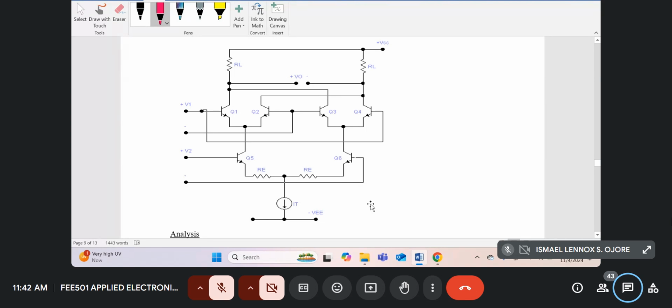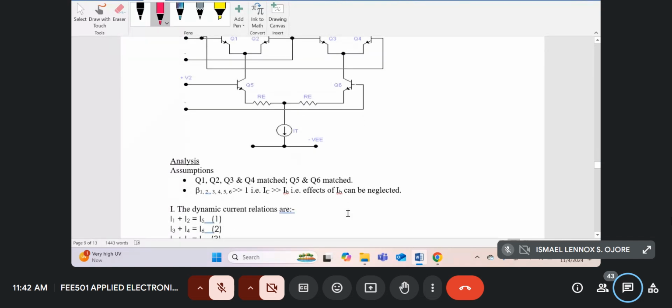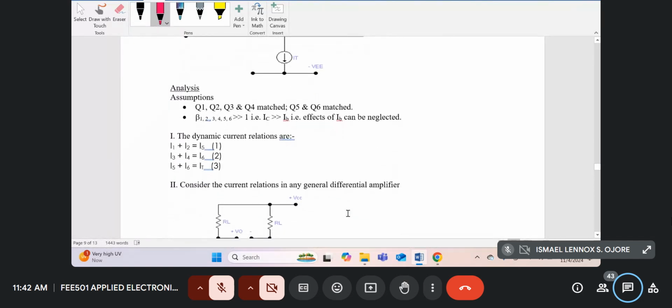Okay, so this circuit, you've got to know it. There are just two differential amplifiers in parallel here, another one at the bottom here. So this is what I've said in the analysis, that we assume Q1, Q2, Q3, Q4 are matched, and the betas of the transistors are much, much greater than 1, such that IC is much, much greater than IB, or the effects of IB can be neglected.